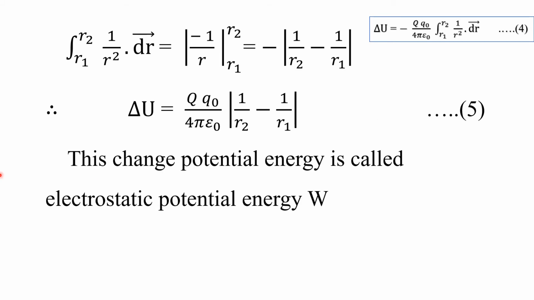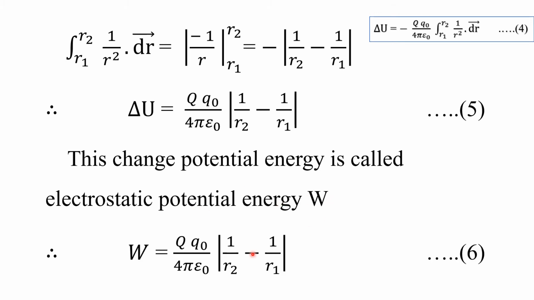Now this change in potential energy is called the electrostatic potential energy W. Therefore W is equal to Q Q0 upon 4 pi epsilon 0 in bracket 1 upon R2 minus 1 upon R1. This W is called the electrostatic potential energy.